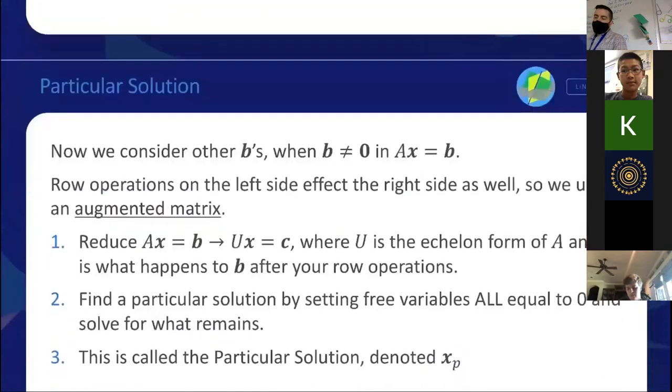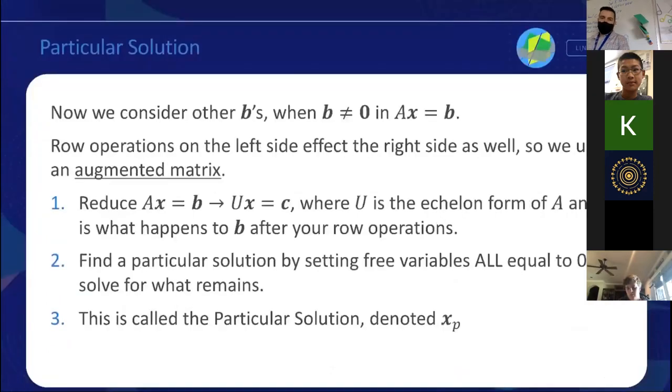Today we're looking at what happens when b is not 0. So one thing that's going to change is what I do to the left side. I need to keep track of how that's affecting the right side as well. So we'll use an augmented matrix instead of just matrix A. So I'll put A and b next to each other.